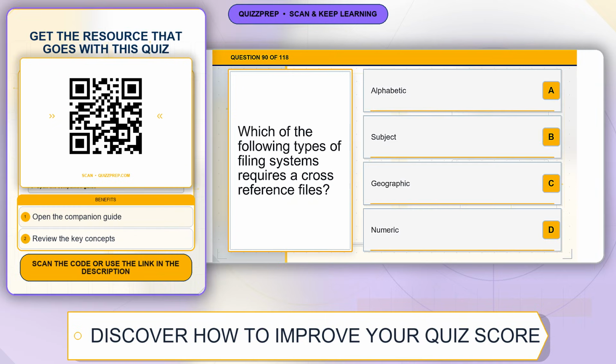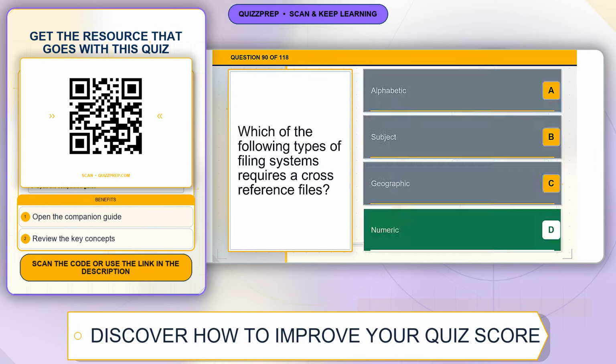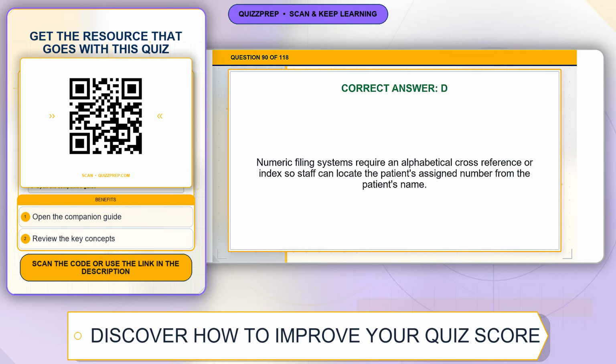Question 90. Which of the following types of filing systems requires a cross-reference files? Option A, alphabetic. Option B, subject. Option C, geographic. Option D, numeric. The correct answer is option D, numeric. Explanation. Numeric filing systems require an alphabetical cross-reference or index so staff can locate the patient's assigned number from the patient's name.